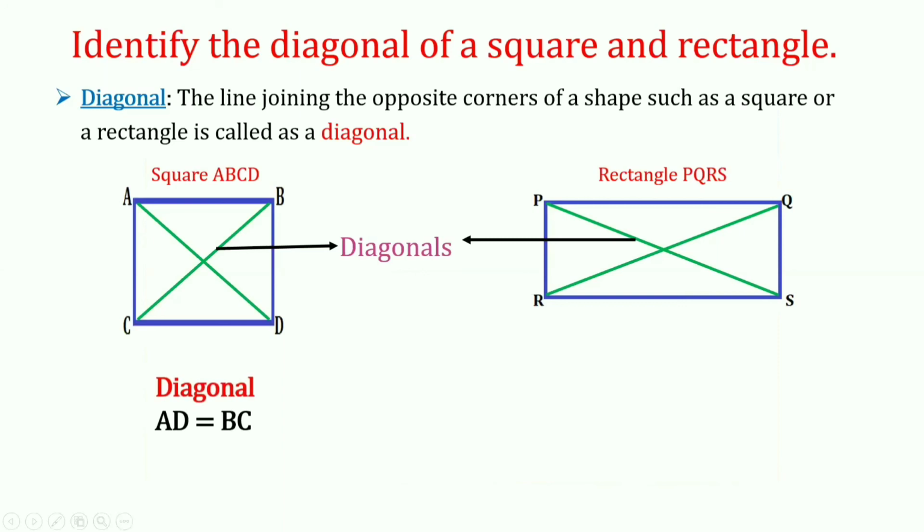Children, we also saw that the diagonals of a square are equal in size. So we can say diagonal AD is equal to diagonal BC. Whereas in a rectangle, diagonals are also equal in size. Hence we can say diagonal PS is equal to diagonal QR.